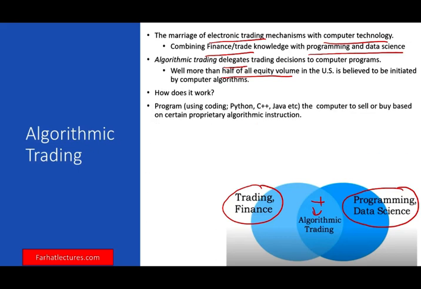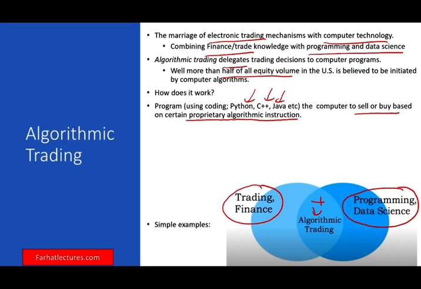So how does it work? Simply put, a program tells the computer to sell or buy based on certain proprietary algorithmic instructions. And how do you write those programs? Either using coding like Python, C++, Java, or some other language.